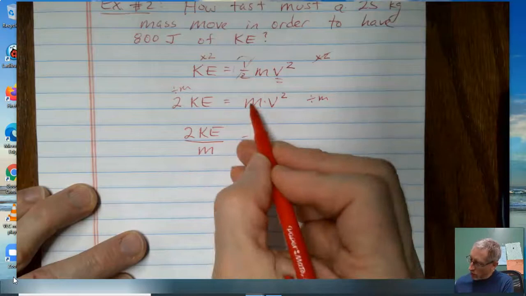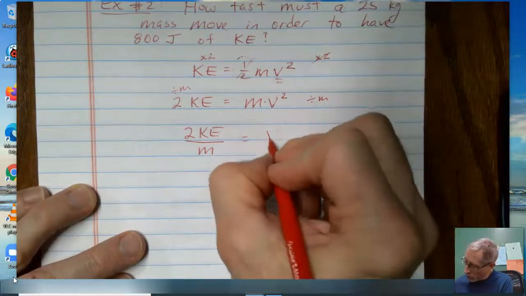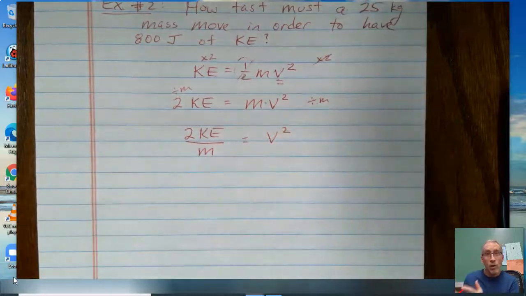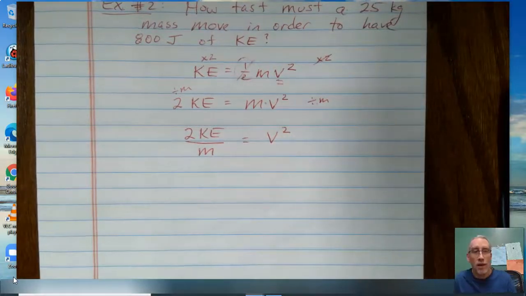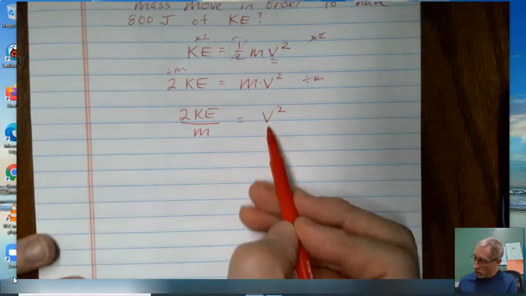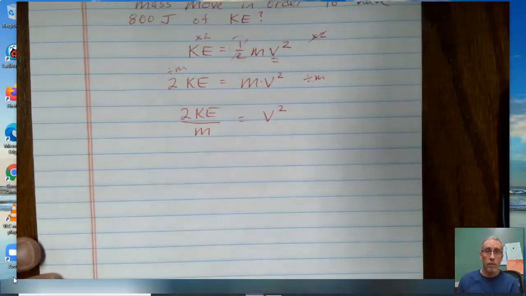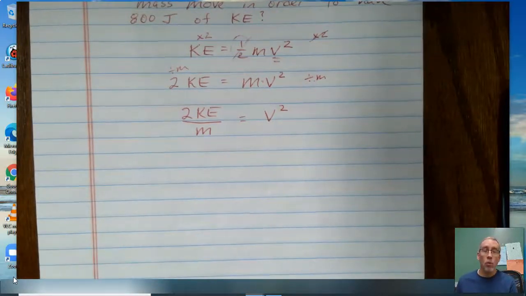And what happens over here is that m divides out by this m, and we're left with just v squared. So I'm slowly working my way to getting v all by itself. All right, one last step here. This is v squared. I want just v. All right, so the way you get rid of a square is you do its inverse. And the inverse, or the opposite operation, is a square root.